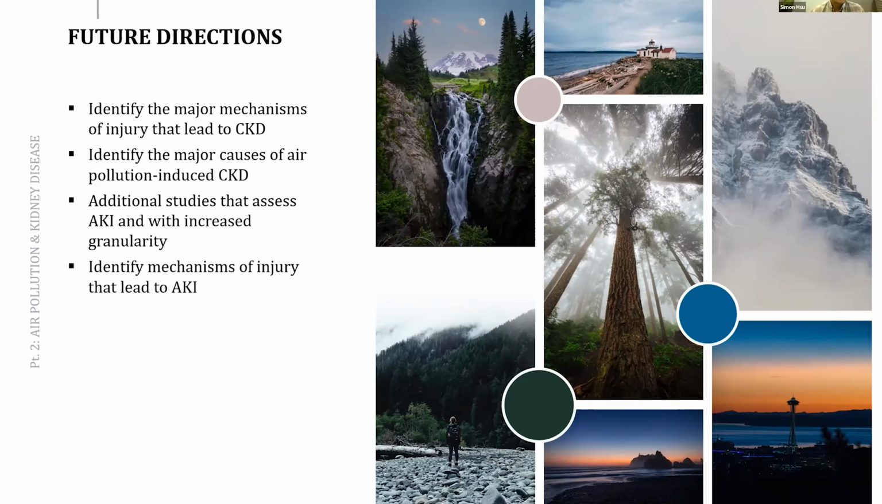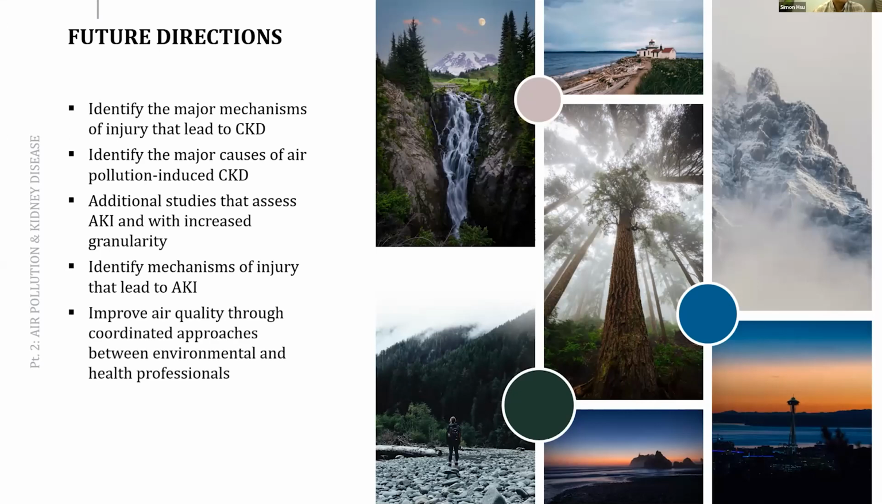And if studies do show that there is a strong association, we have to identify the mechanisms of injury. A lot of the plausible mechanisms I showed earlier are chronic in nature, and so they don't really explain how air pollution exposure could lead to acute injury. Is it that they increase susceptibility for AKI, or is it that they have direct cytotoxic effects, kind of like what we see in contrast? Those are things that are not known. Of course, we can always improve air quality through coordinated approaches between environmental and health professionals.